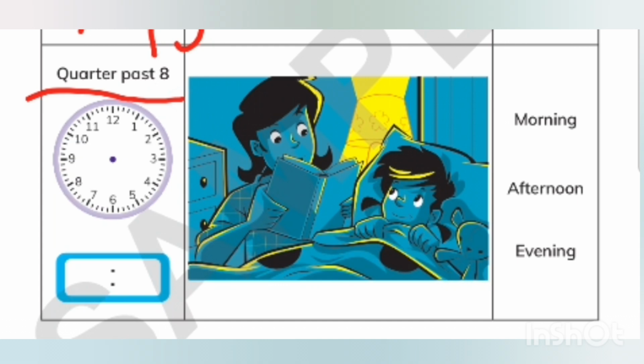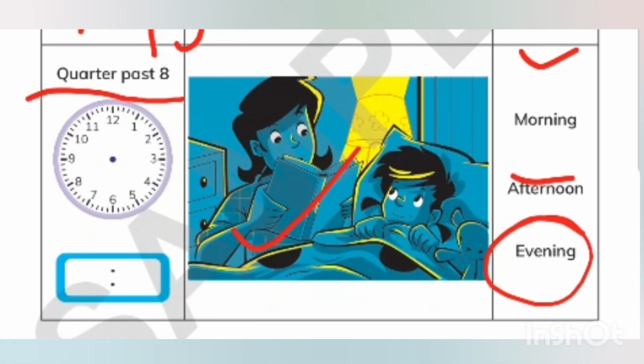Quarter past 8 means, and you can see which time this picture is showing. There is dark in the room, and this is the quarter past 8. This is not morning, this is not afternoon, this is the evening time. I told you. Okay, now how will we make quarter past 8?